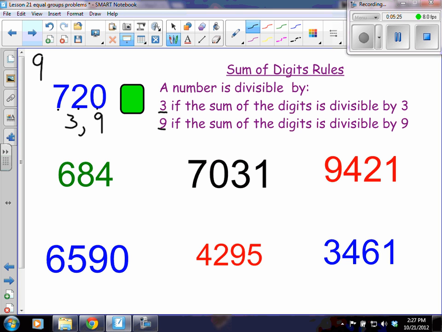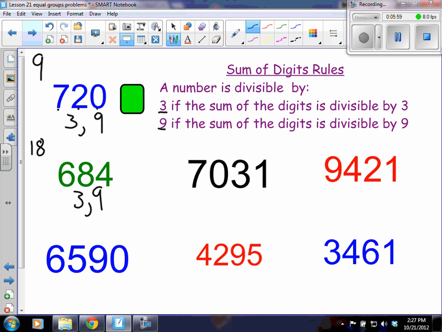We can go down to our next example, 684. We're going to add those digits together. 6 plus 8 is 14, plus 4 is a total of 18. Is 18 divisible by 3? Yes. That means 684 is divisible by 3. Is 18 divisible by 9? Yes. And so both of those numbers will go into 684.